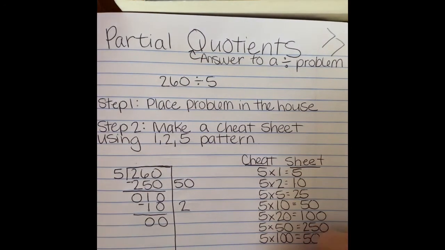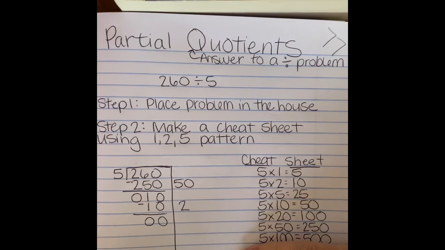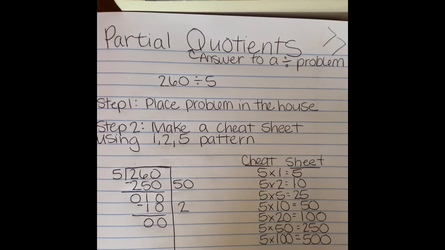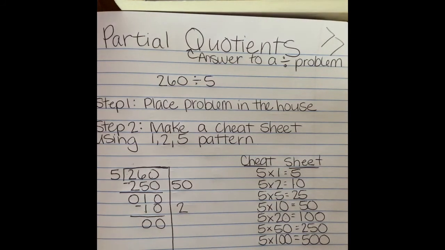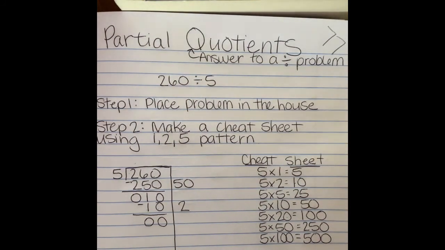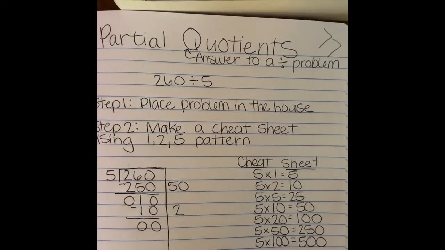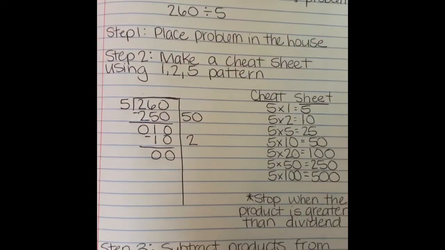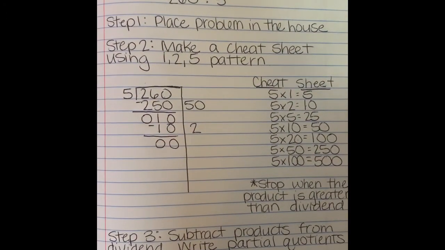Step 4 is going to be add the partial quotients, okay? Okay, so let me move this so you can see that. I'm gonna try and get my hand out of the way.